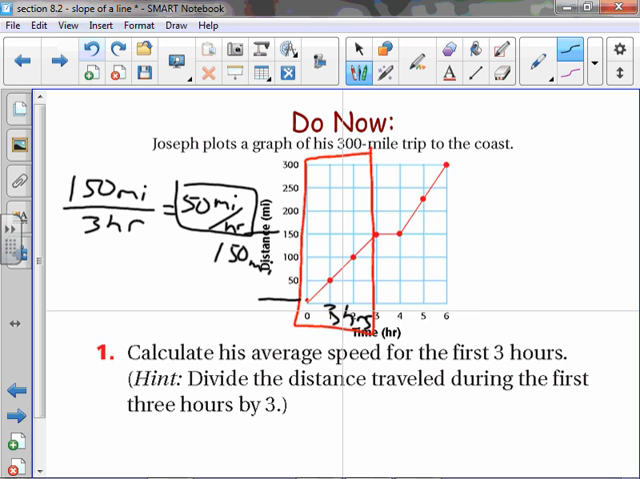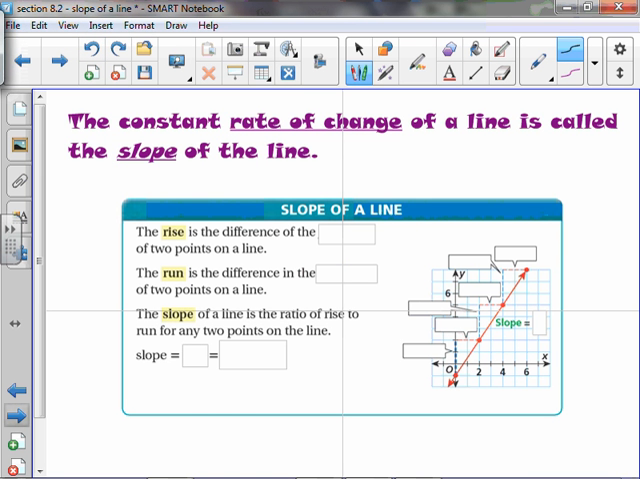Okay, so we talked last time about the rate of change, and we did some work with that, and everybody thought it was fairly easy. Now, when we talk about a linear equation, that is, when we graph it, we have a straight line, then we know that our rate of change is going to be constant. And the constant rate of change of a line is what we call the slope. Okay? So what we are going to do is we're going to talk about 3 things. We're going to talk about the rise, the run, and the slope.